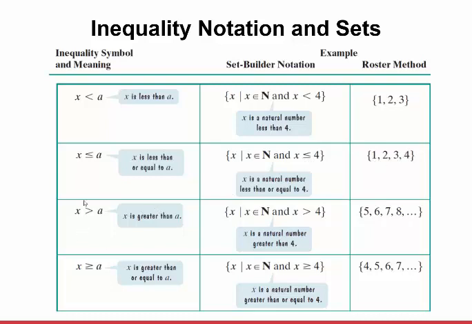And then it's the same thing with x is greater than a, or greater than or equal to a. So you can see the subtle difference. x such that x is an element of the natural numbers and greater than 4. Well, that would be 5, 6, 7, 8, and so on. x is greater than or equal to a. So x such that x exists in the natural numbers and x is greater than or equal to 4. Well, that would be 4, 5, 6, 7, comma, and so on.